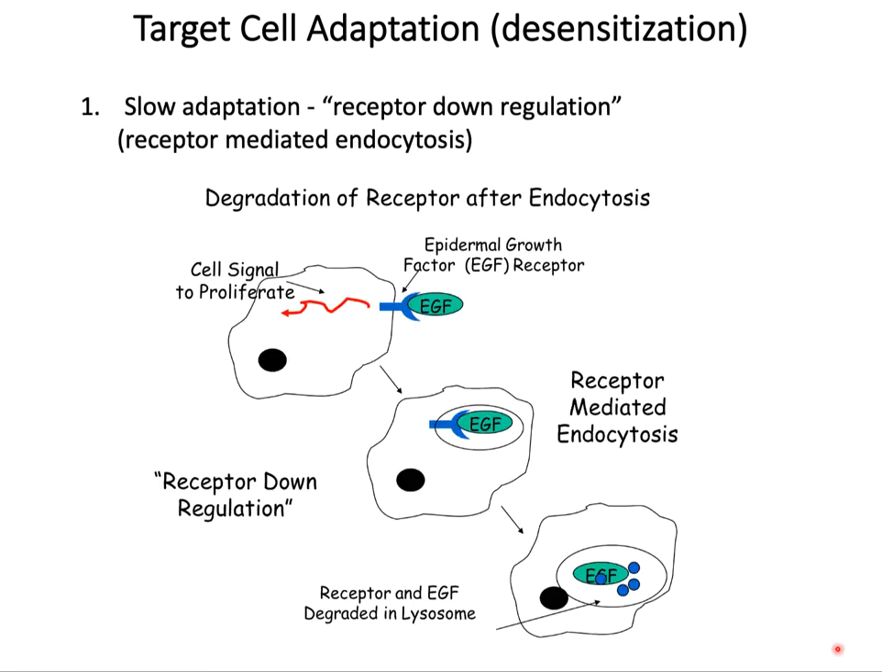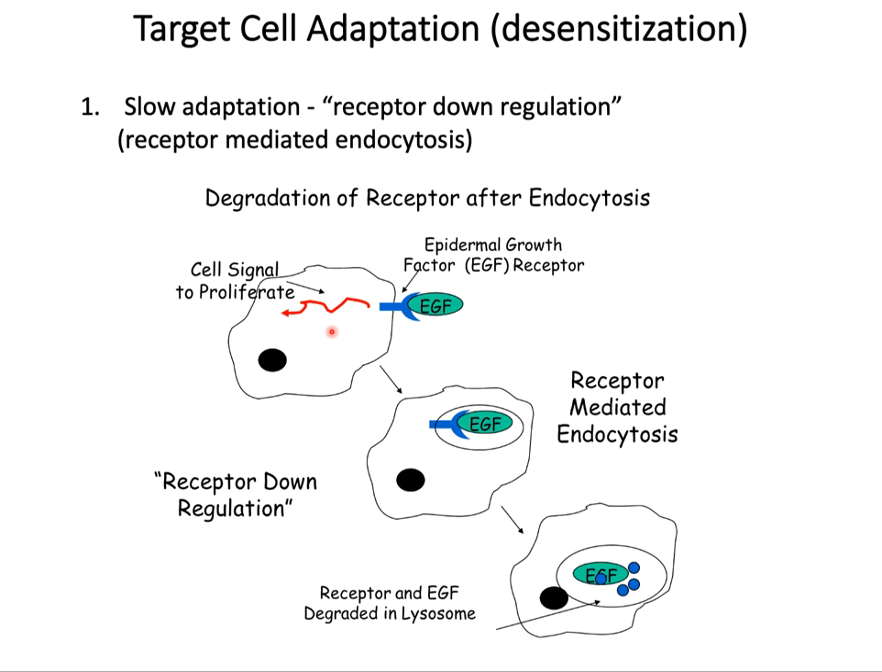Okay, so slow adaptation is also known as receptor downregulation, and this is when a receptor is internalized through receptor-mediated endocytosis, and that stops the signal. So here is a cell, and it has on its cell surface a receptor for epidermal growth factor, or EGF receptor. While that signaling molecule is bound to the cell surface receptor, a signal is being propagated, so through RAS, RAF, MEK, and MAP kinase, etc.